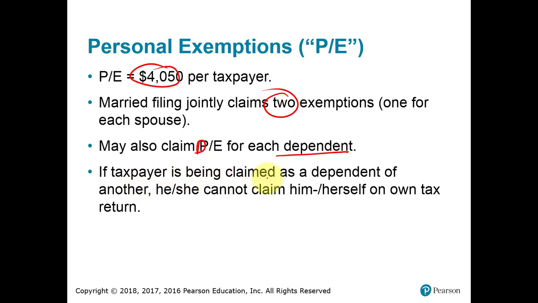If a taxpayer being claimed as a dependent of another, he or she cannot claim him or herself. In other words, if you're claimed as a dependent and you file your own tax return because you have income or trying to claim a refund, you cannot claim your own personal exemption because you're being claimed as a dependent. And of course, it makes sense. A dependent cannot claim another dependent. In other words, on a dependent's tax return, you don't see any of these $4,050 exemption deductions.